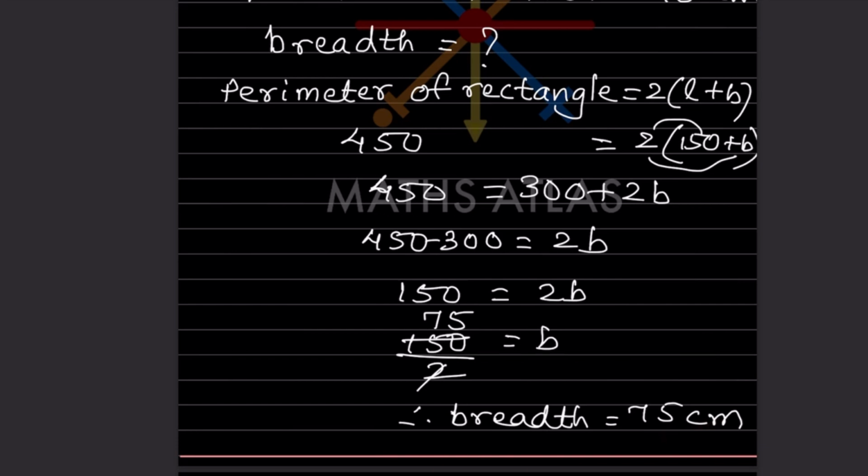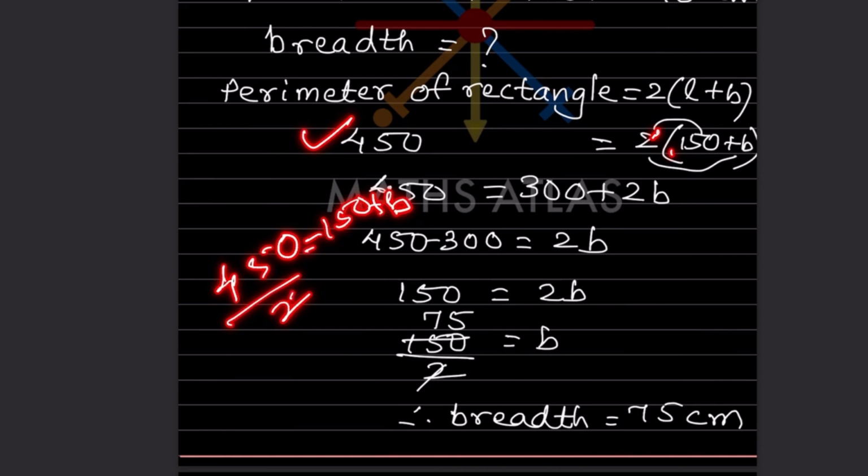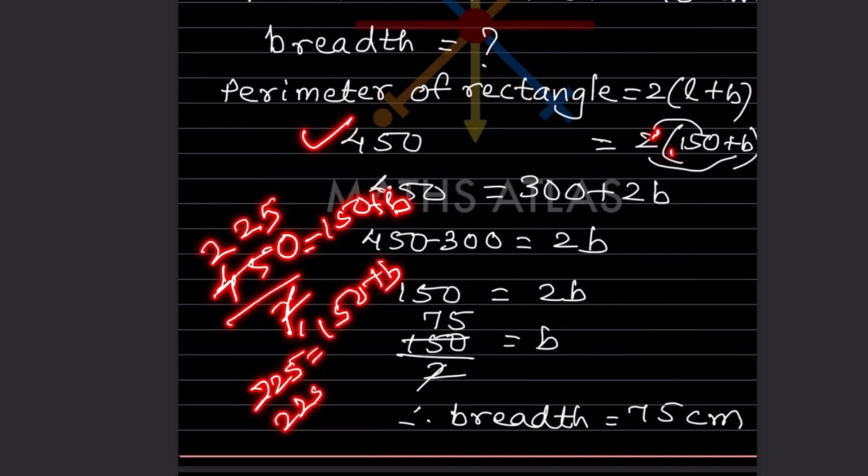And we can also do it another way. From this step, 450, we can just divide these two, but that is a long way. 150 plus b. So when you divide, 2 ones are, 2 twos are, 2 twos are, and 2 fives are, that is 225 is 150 plus b. So 225 minus 150 is b, and this is going to be 75. When you subtract, this is b.